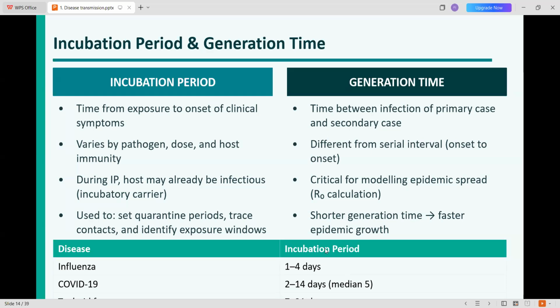Generation time is the time between the infection of the primary case and the secondary case. It is different from the serial interval, which is onset to onset. It is critical for modeling epidemic spread and R naught calculation. A shorter generation time fosters epidemic growth. For example, for influenza the incubation period is 1 to 4 days, and for COVID-19, 2 to 14 days.